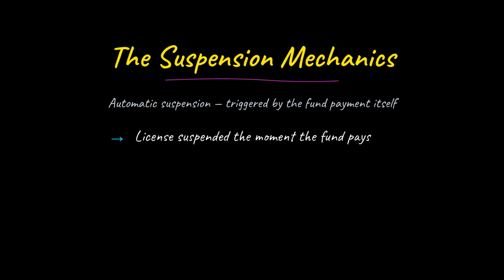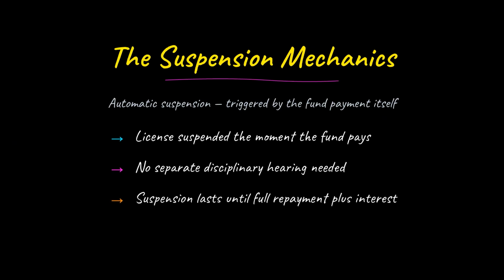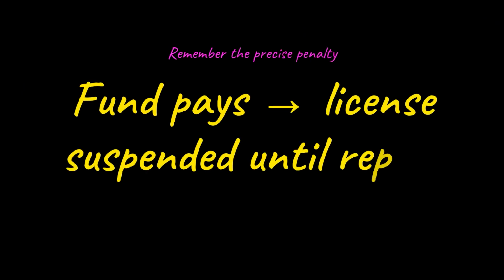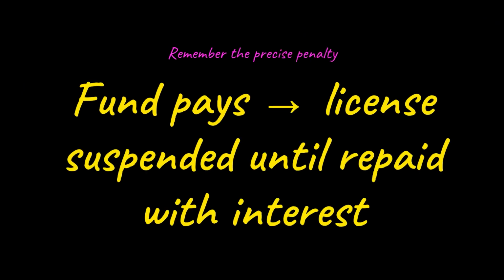The suspension is automatic and immediate. It operates by law the instant the fund pays out. The licensee cannot practice real estate until the full debt, including statutory interest, is cleared. This mechanism turns a public payout into a powerful, private repayment incentive. Whenever a scenario describes the recovery fund paying a claim, the answer is an automatic suspension, not revocation, not inactivity, not nothing. The suspension lifts only when the licensee repays the fund in full, with interest.